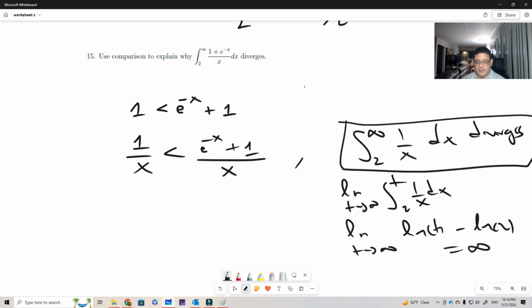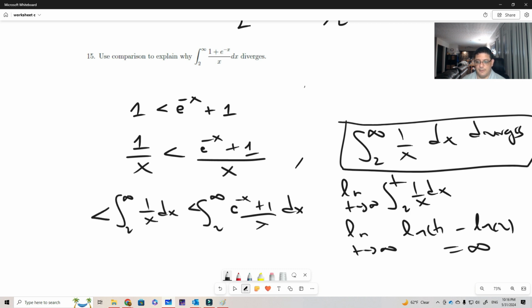And because this integral is divergent, and this one is less than ours, then I have the situation where this occurs. And of course that means that the integral that we want to find out about diverges by the comparison criterion. Okay, so this is bigger than infinity, so this is going to be bigger than infinity and diverges.